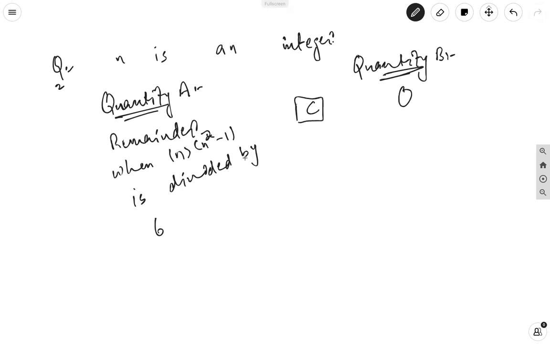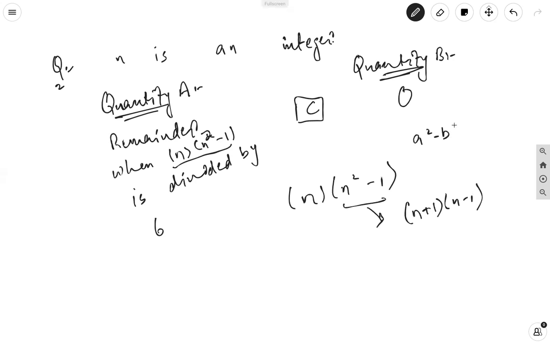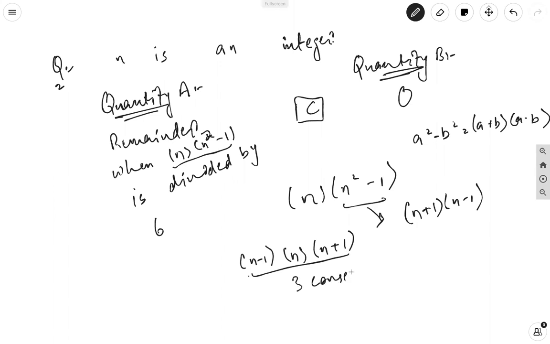The point is, we have an integer, and we are asked to find the remainder when this is divided by 6. We have the expression n times n squared minus 1. Can we write n squared minus 1 as n plus 1 into n minus 1? Because a squared minus b squared is equal to a plus b into a minus b. Likewise, we have n plus 1 and n minus 1. Aren't these three consecutive integers?